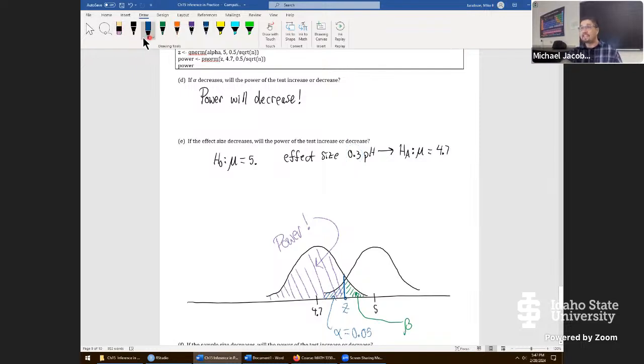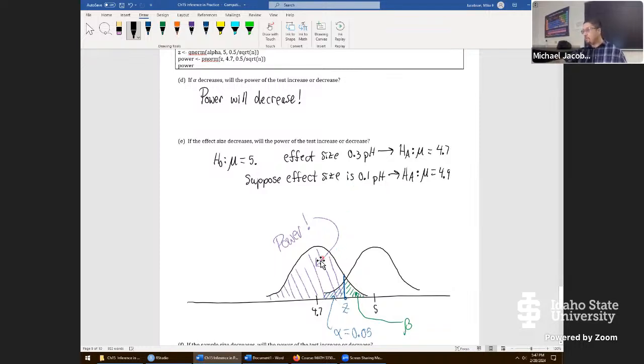So let's show what happens if the effect size does in fact decrease. Let's say below, suppose the effect size is, let's just say 0.1 for a pH. That would change our specific alternative. We would be taking the value of 5 here, subtract the 0.1, and our alternative hypothesis is now mu equals 4.9. Now, what does that do for us? It goes to this diagram at 4.7. We're moving it to a 4.9. So this whole curve moves like that.